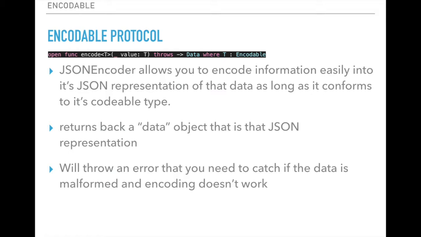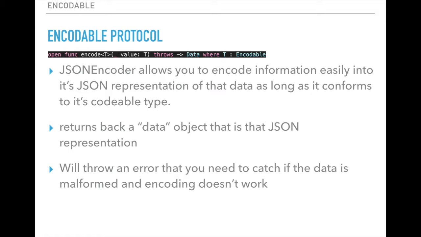If there's anything wrong with the Codable type that you define, it'll throw back an error, and typically it's an issue with mismatched property names or something like that. That error is really helpful because it'll tell you exactly what went wrong with the encoding process.